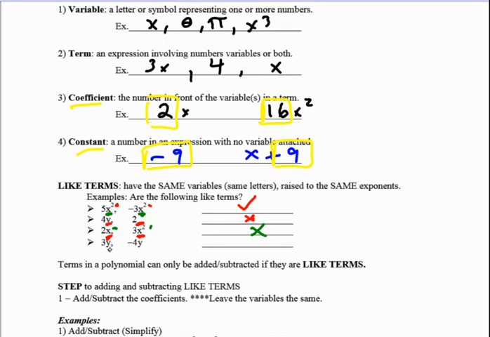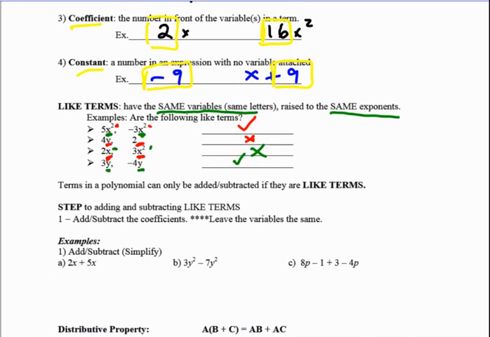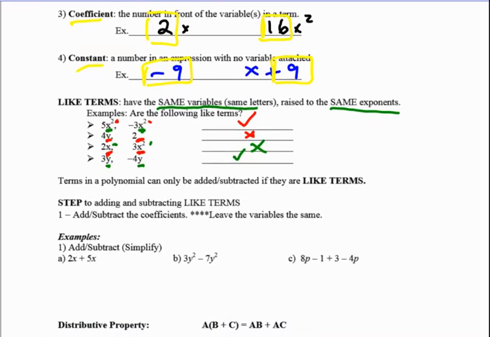And finally, we have a y term and a y term. We're not even looking at the coefficients, by the way. We're only looking at what the variable expression is. So it must have the same letter and the same exponent. So yes, those are the same. Okay, what about terms in a polynomial? Terms in a polynomial can only be added and subtracted if they're like terms. So you can't add or subtract unlike terms.